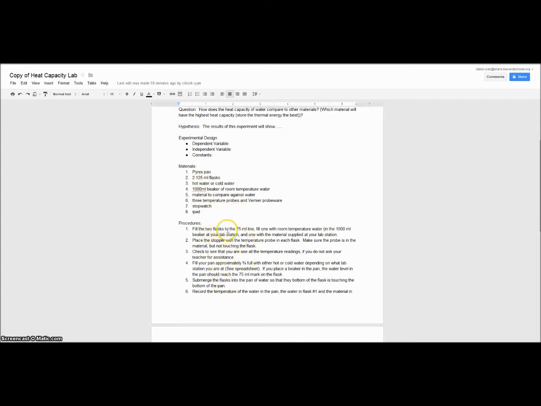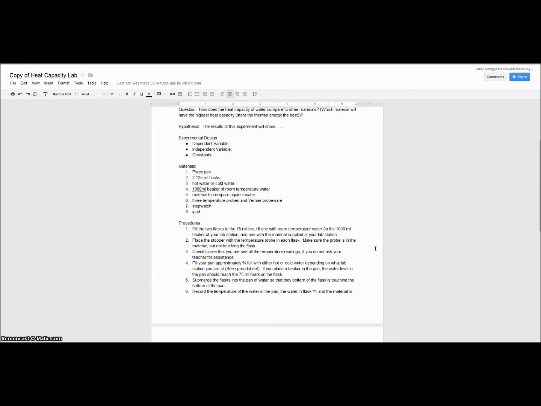You'll be working with 2 flasks. You need to fill both to the 75 milliliter line, one with room temperature water, one with the substance that's supplied at your lab station. You'll be placing stoppers over each flask, and there'll be a temperature probe in each stopper. Make sure the probe is in the material but not touching the flask. Make sure the probes are working. You can do that by looking at the Vernier LabQuest to see that it's registering temperatures.